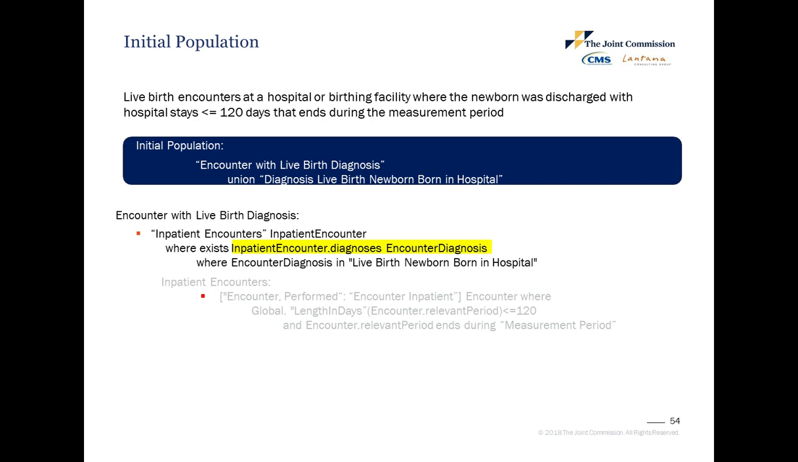On slide 54, the second line of logic starts with where exists. The where clause allows filtering of a result to only the information that meets the condition. For this measure, we only want the inpatient encounters that have a diagnosis of a live birth newborn born in a hospital. The exists operator works on a list of values and returns true if the list has any values or false if the list is empty. So putting this line of logic together, the measure compiles a list of inpatient encounters and assesses diagnosis codes during those encounters using the alias encounter diagnosis as shown here in yellow.